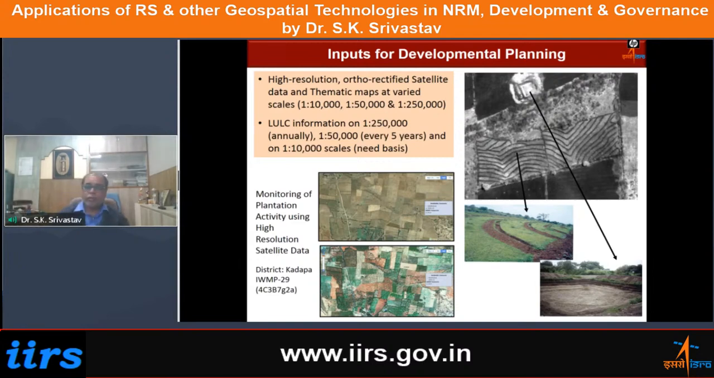So monitoring of developmental activities these days is very much possible and is being used. It is not theoretical; it is actually being used by the respective ministries for monitoring the various funded schemes of the government, both at the central government level and also at the state government level.